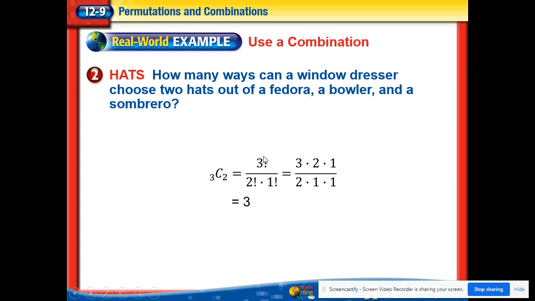So 3 factorial still goes on top. We still subtract, giving the 1 factorial, but then we also have this value here, 2 factorial. Those probably should have been switched. It should have been 1 factorial times 2 factorial.